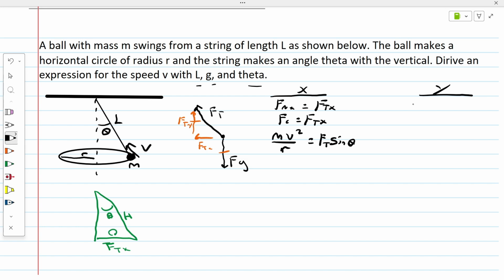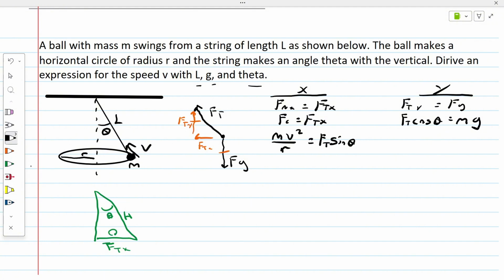So in the y direction, we already said that Ft in the y equals Fg because the net force is 0. So we can say Fty equals the Fg. And so we can break up this Fty just like we did the x, and this times cosine theta, and Fg will be mass times gravity.